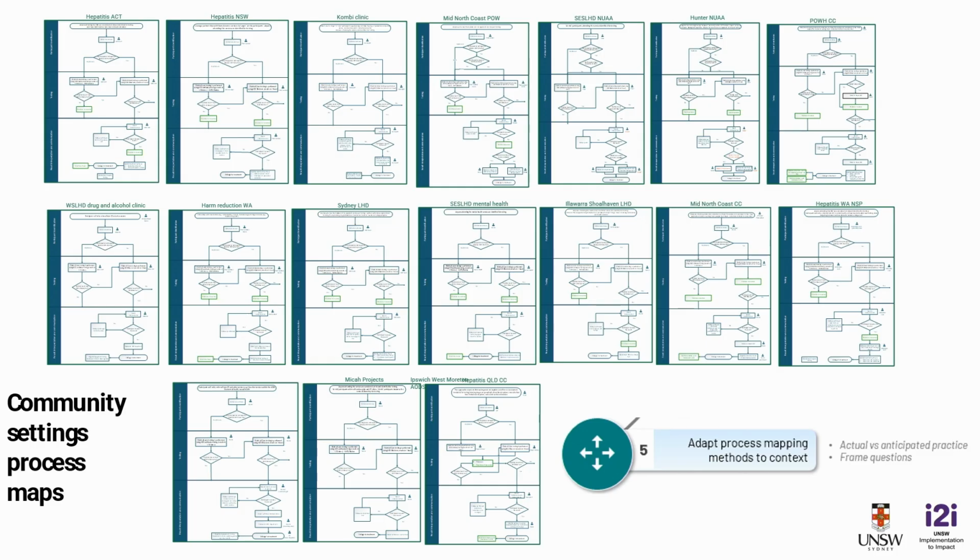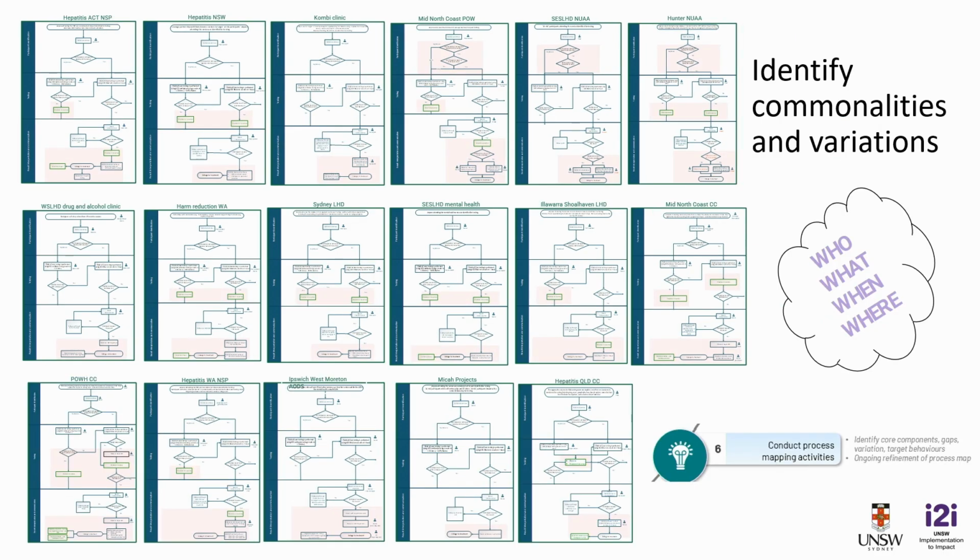So you don't need to read all these, but I think there's 17 or so maps there from the community settings. And so obviously here it was just individual maps for every single site. That's what we had to start with. But we then wanted to identify commonalities and variations. And here I'm just going to give you a flavour of what we can do with this information.